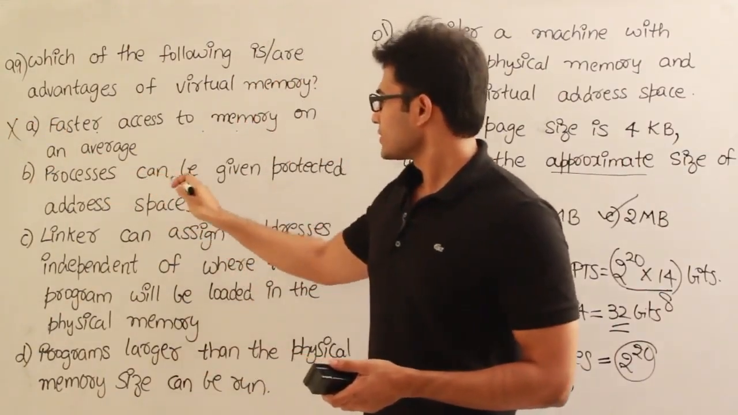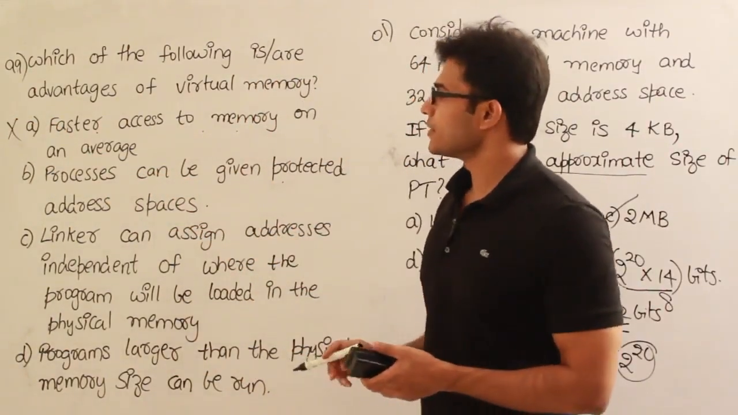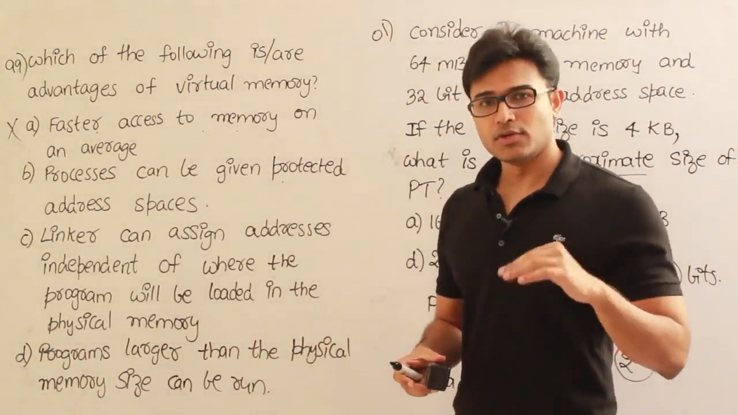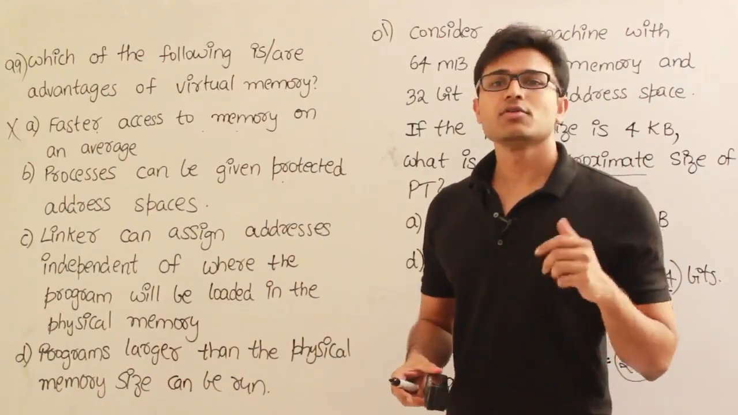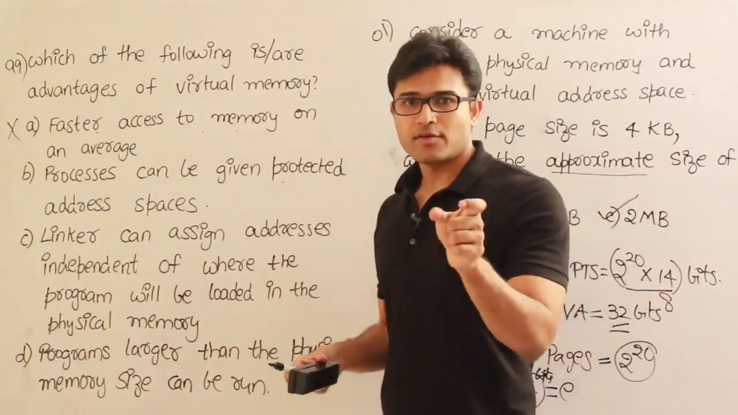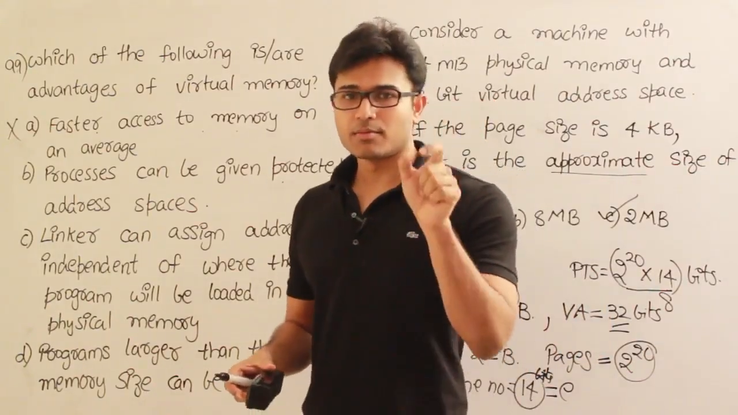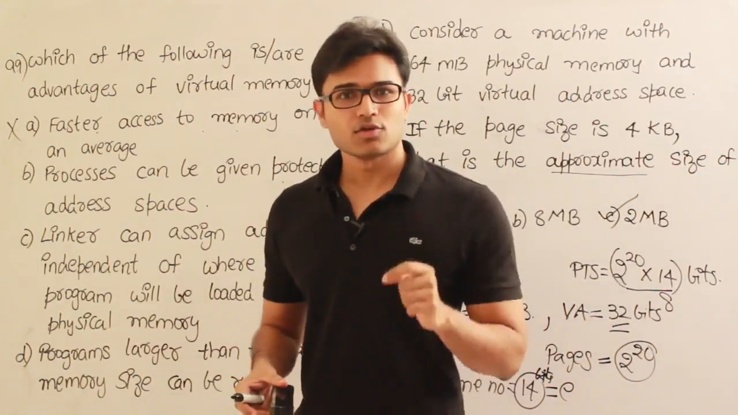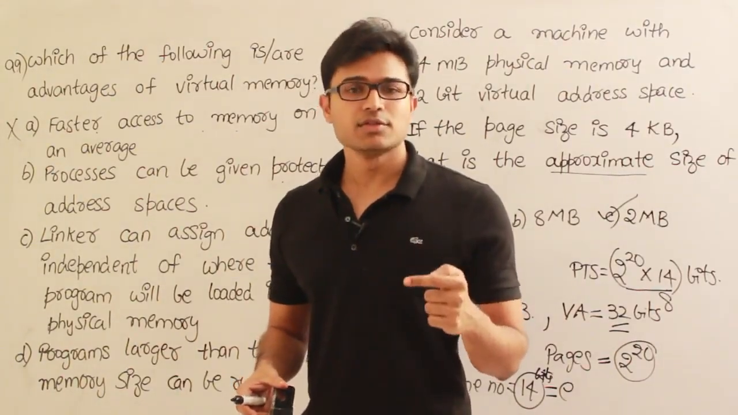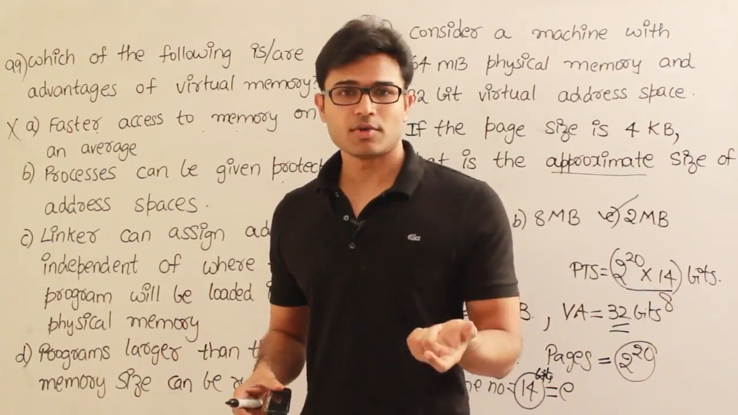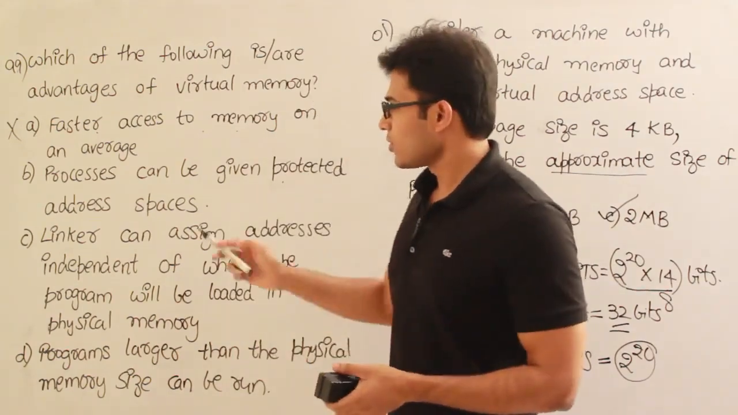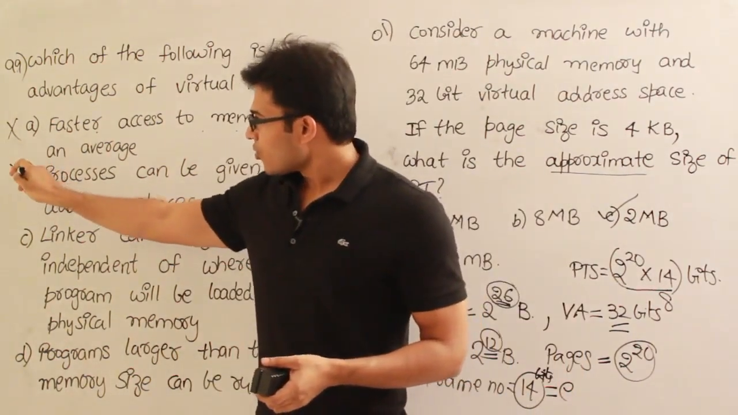And next one is processes can be given protected address spaces. It is called protection. So protection is not a feature which is specific only to virtual memory. Even in the contiguous allocation also, we had protection. How? By having the limit register, base and limit registers we had, isn't it? So protection is not a special advantage which we get only by using virtual memory. Even by using a normal page table also, we can get it, right? Protection bits are always there. So this is not an advantage which we get only by virtual memory.